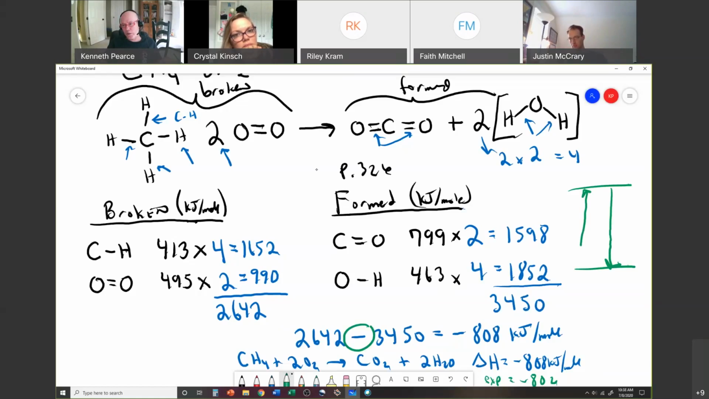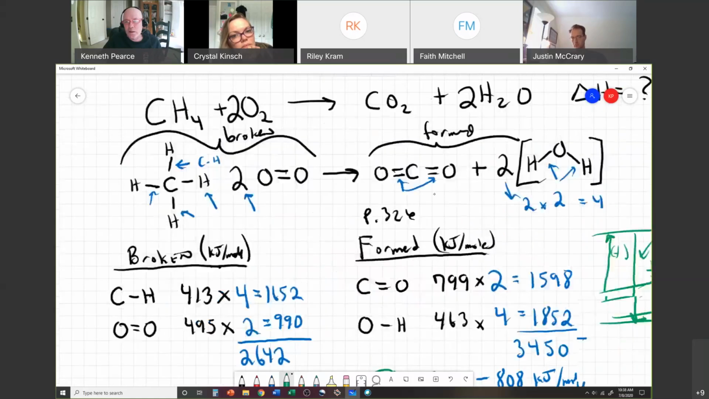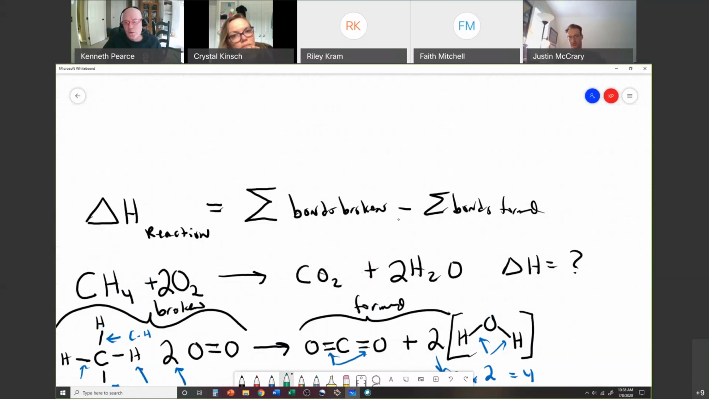This is what we're doing, and then you're going to add them up. Coming down is negative, going up is plus. The difference in energy between the two is your delta H reaction. So from a strictly mathematical standpoint, it does become negative. It is negative because it's right here. Once it's plugged in, it becomes negative.